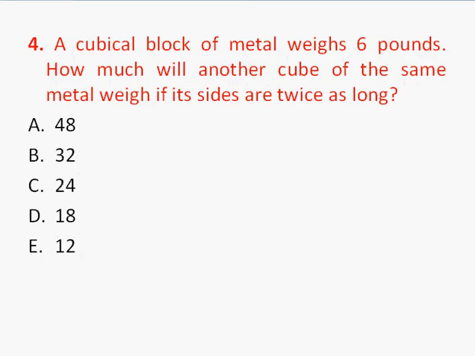Alright. Now we'll move to question number 4. Question number 4 says a cubical block of metal weighs 6 pounds. How much will another cube of the same metal weigh if its sides are twice as long? Okay, now there is a cuboid and all the sides are now twice. This means the sides are doubled. So we need to find out the weight of the new cube. Okay, now in this question we'll always go for the ratio.